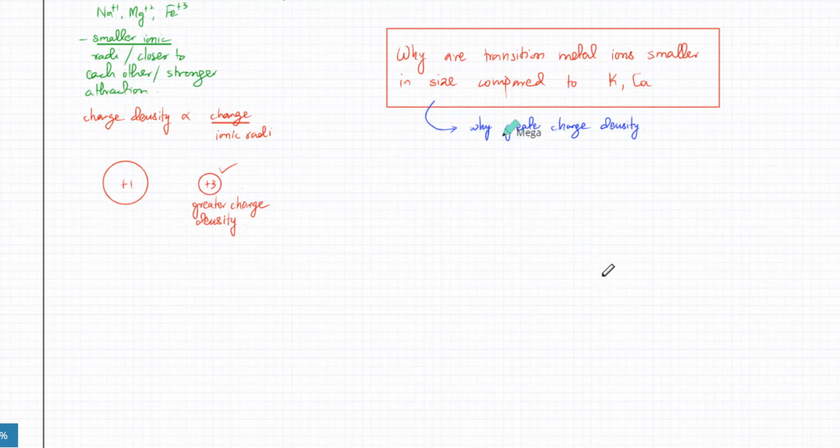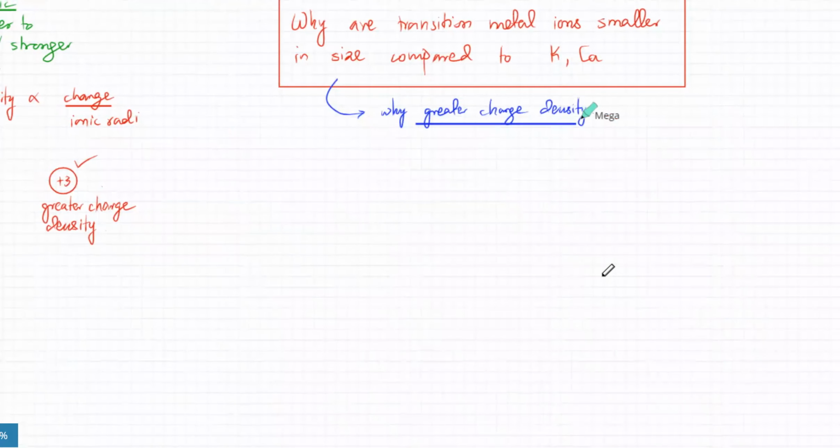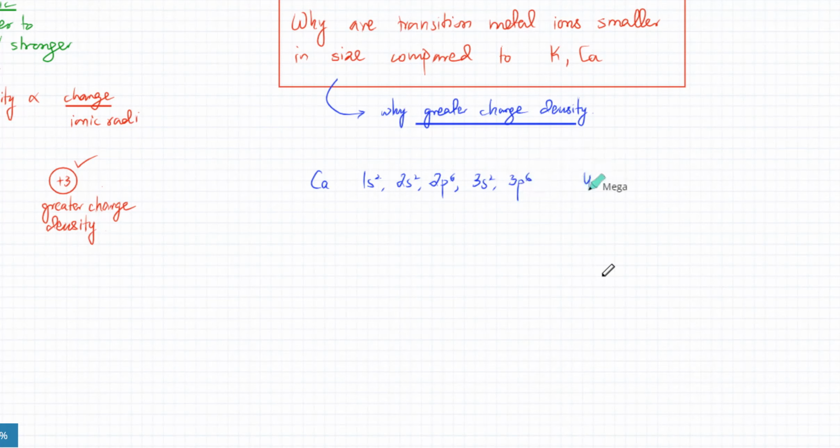So we're going to study why they have greater charge density and why the size of the ions is smaller. There's a simple reason: if you compare it with calcium, calcium is a bigger ion. Calcium's electronic configuration is 1s2, 2s2, 2p6, 3s2, 3p6, and then 4s2. The 3d is empty. There is no electron in the 3d, so you don't basically write 3d. The reason I'm writing 3d is just to show that it's empty.